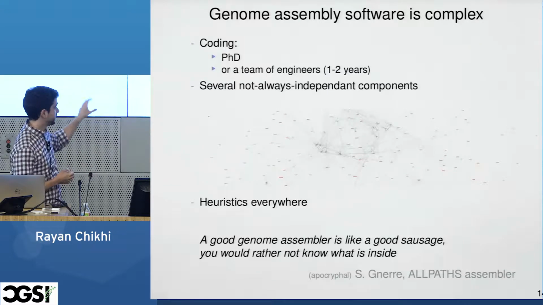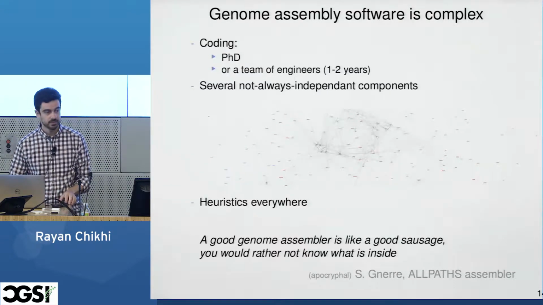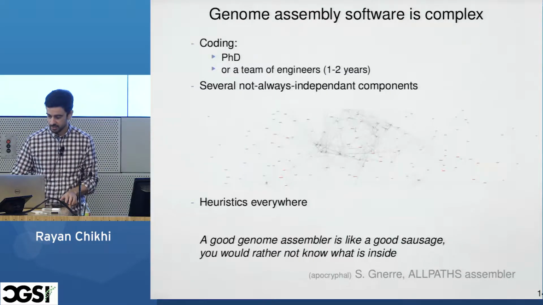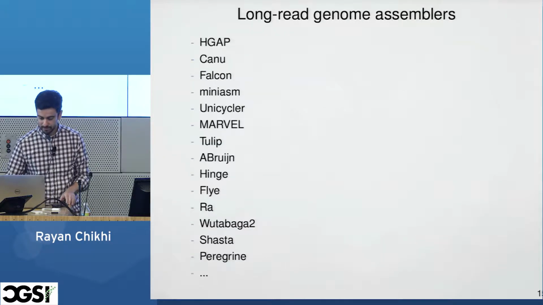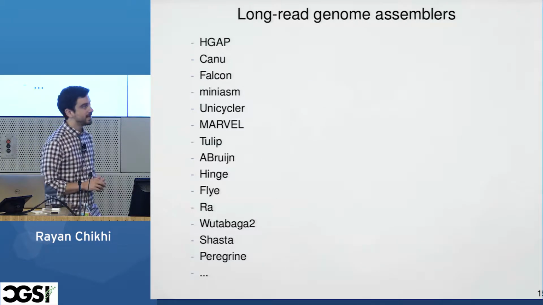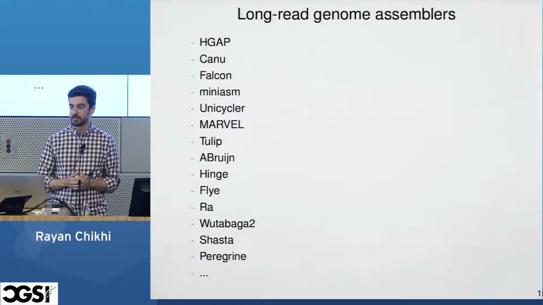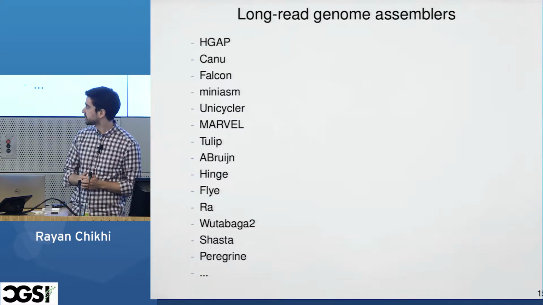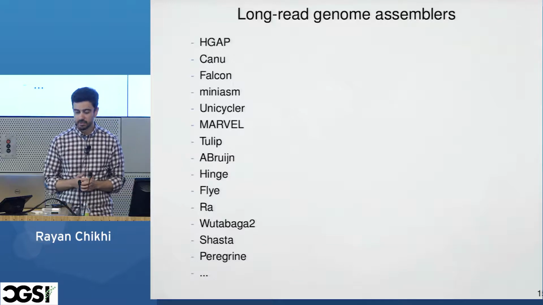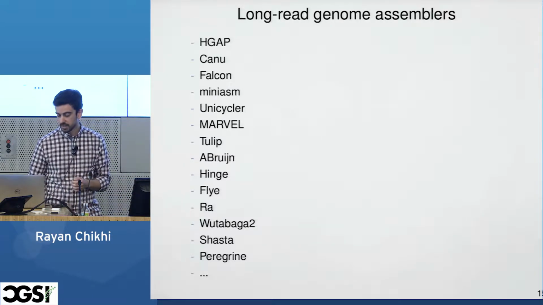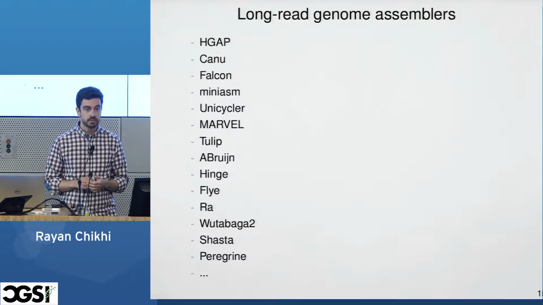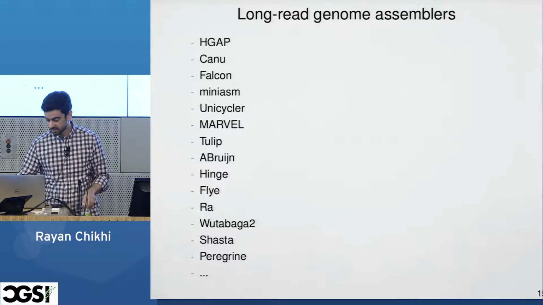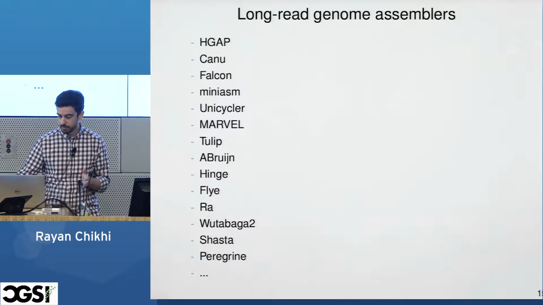I won't read it, but there is a quote that I like from another developer of an assembler. There are quite many genome assemblers for long reads that have been released. That's not an exhaustive list, but I think it's close to it. The last one, Peregrine, had its paper released a few hours ago. So it's really a booming field, I think.